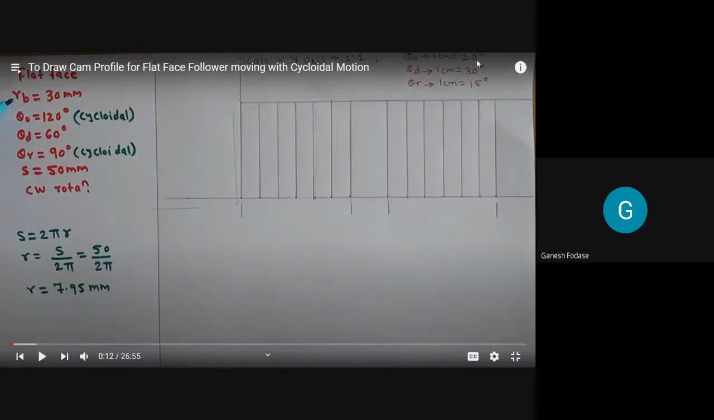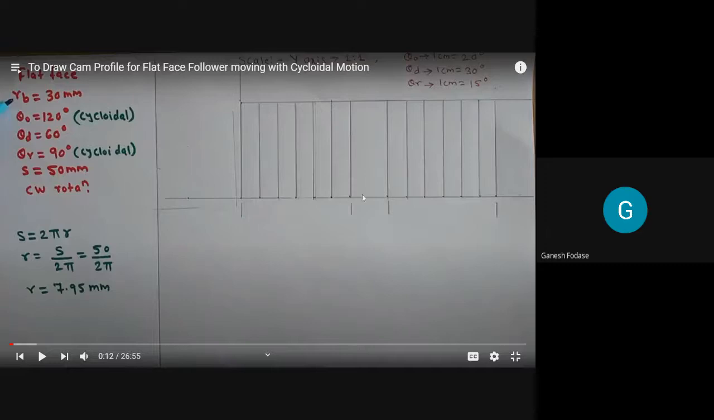So how many divisions? How many parts we have to take? 1 centimeter is equal to 20 degree, means parts are 6. So I divide this rise stroke into 6 equal parts. And in this case, each division is equal to how much? One division corresponds to 20 degree, because total angle 120 divided by 6 is equal to 20 degree. That is our scale. So we divide rise stroke into 6 parts.